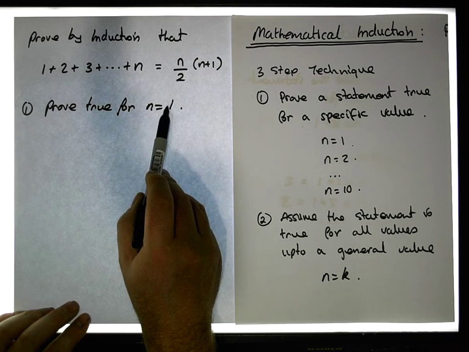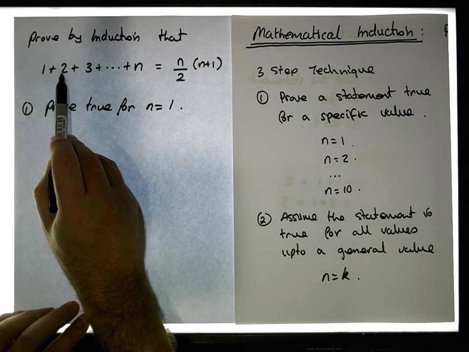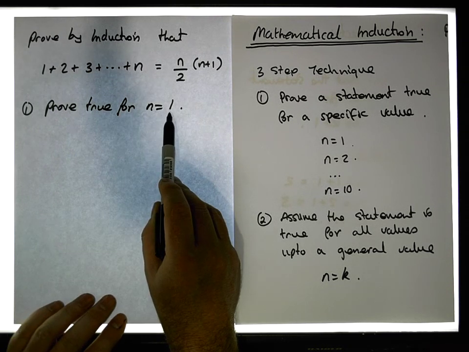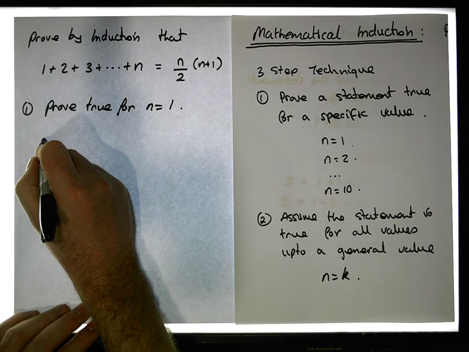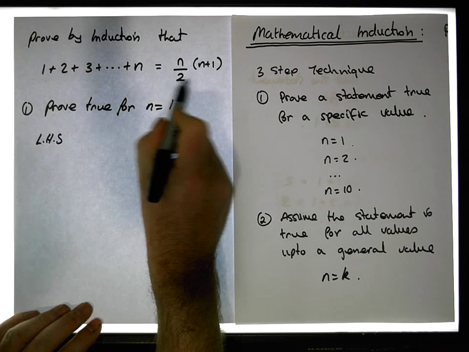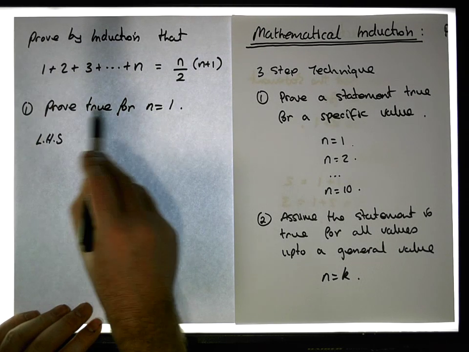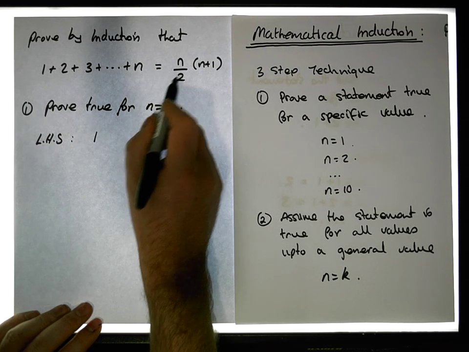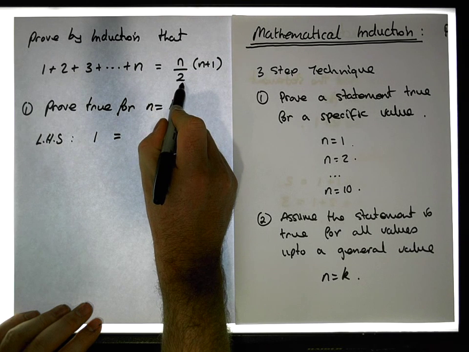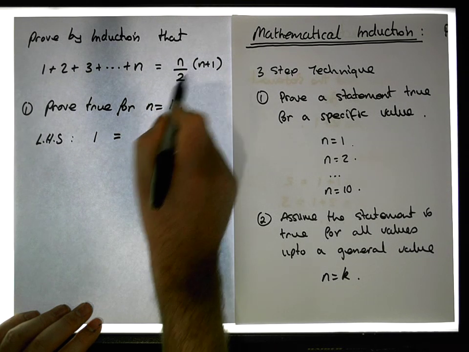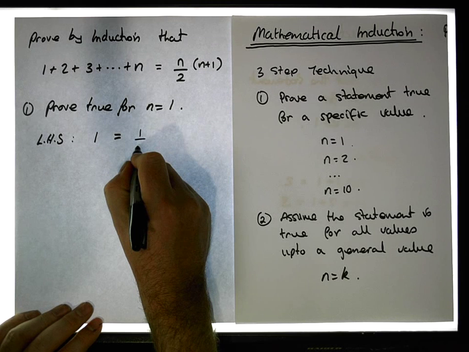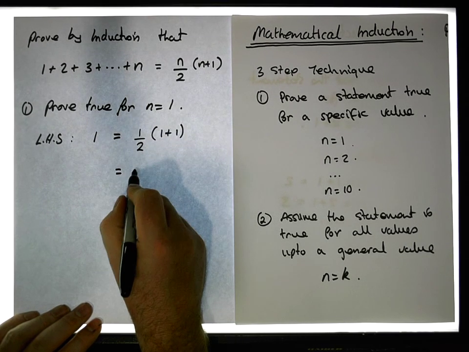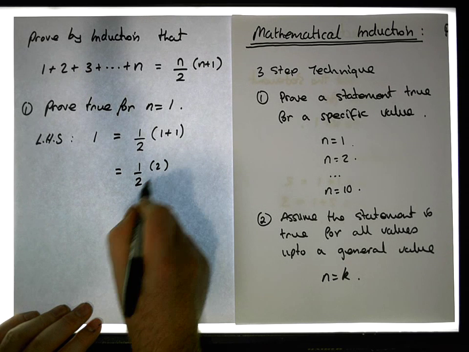If n was 2, we'd be talking about 1 plus 2. If n was 3, we'd be talking about 1 plus 2 plus 3. So it's the sum of all values up to 1, which is just 1. So the left hand side of the statement that we want to prove true, for n is equal to 1, gives us 1, which we must show is equal to n over 2 times n plus 1. So n is equal to 1, so that's 1 over 2 times 1 plus 1, which is the same as 1 over 2 times 2, which is the same as 1.